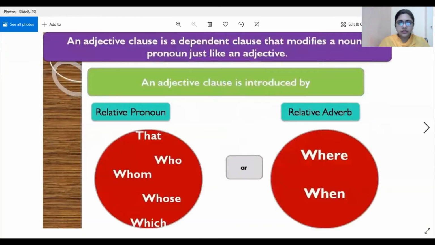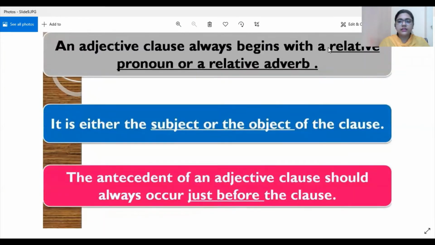Fine. So an adjective clause is a dependent clause that modifies a noun or a pronoun just like an adjective does. An adjective clause is introduced by a relative pronoun like that, who, whom, whose, which, or a relative adverb like where and when. Okay. And it always begins with a relative pronoun or a relative adverb, as I have already told you, and it is either the subject or the object of the clause.